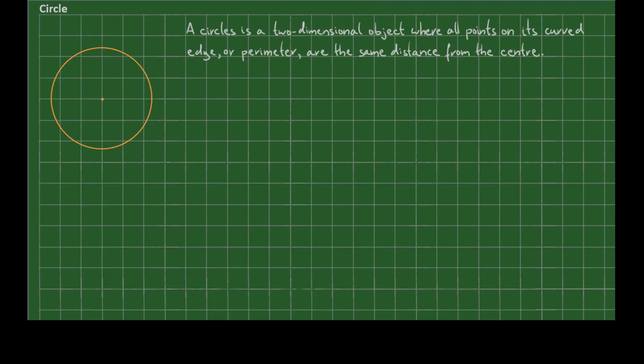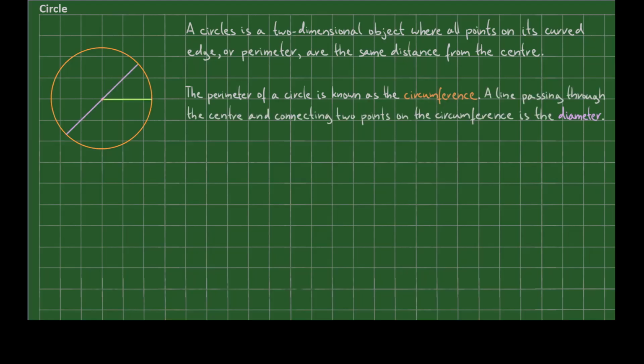A circle is a two-dimensional object where all points on its curved edge, or perimeter, are the same distance from the center. The perimeter of a circle is known as the circumference. A line that passes through the center and connects 2 points on the circumference is known as the diameter, while a line connecting the center with a point on the circumference is the radius. In other words, the radius is half of the diameter.